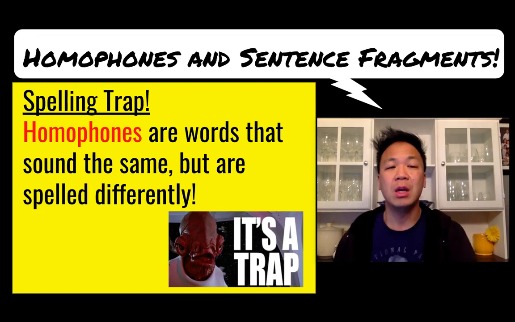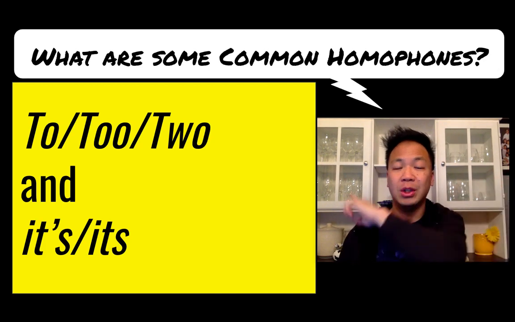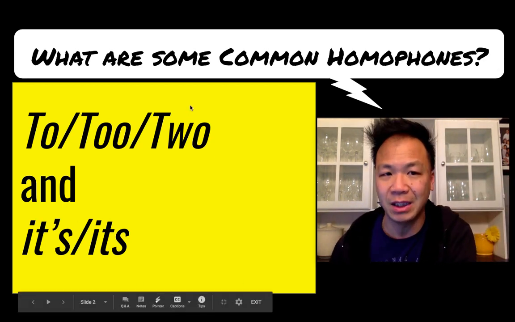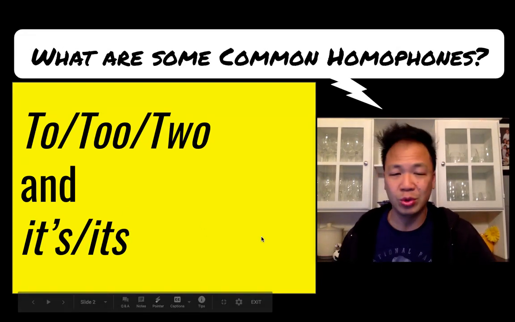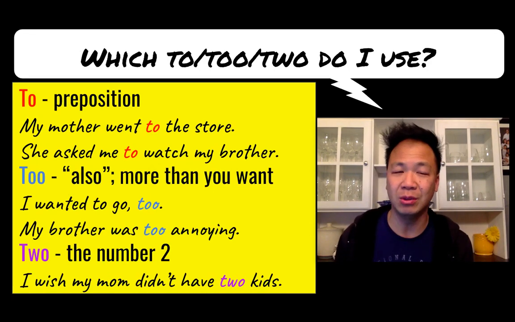We're going to talk about two types of homophones today: to, too, and two, and it's and its. Notice the different spellings of to, too, two, it's and its. So there are three types of twos that you need to watch out for. So let's talk about the twos first: to, too, and two.